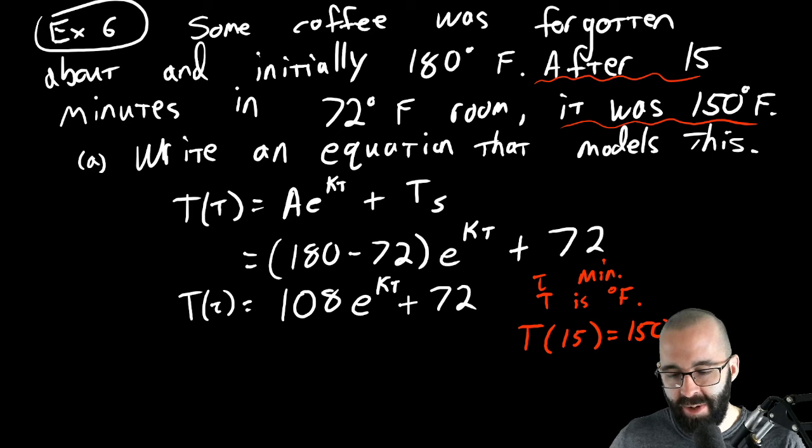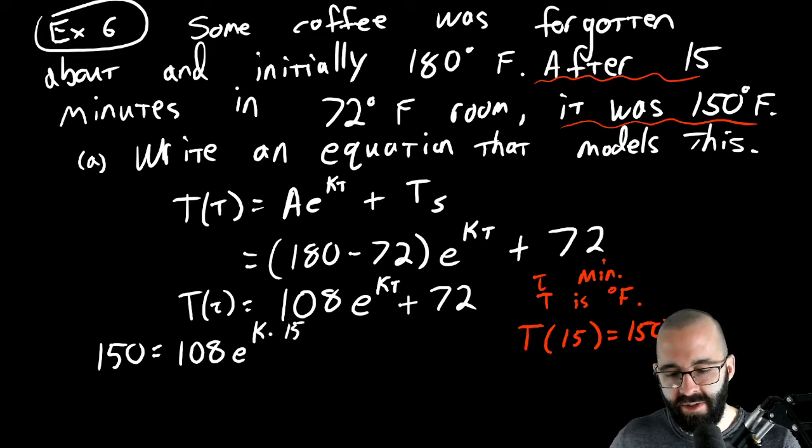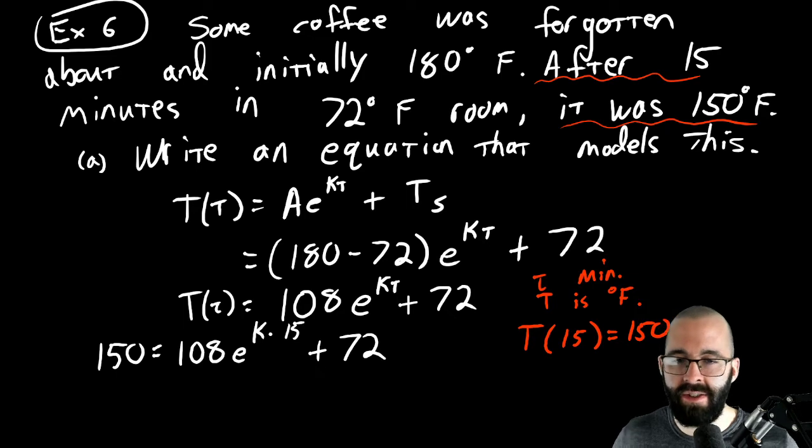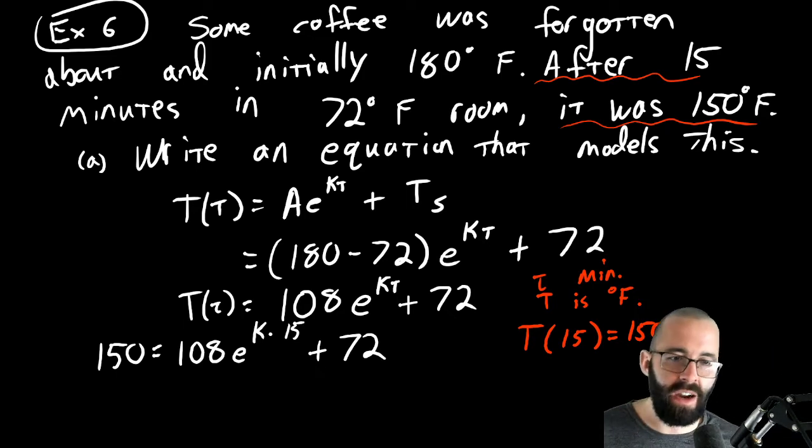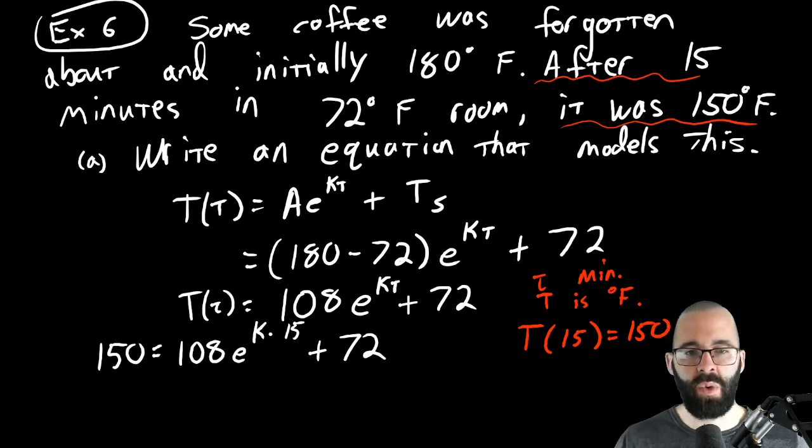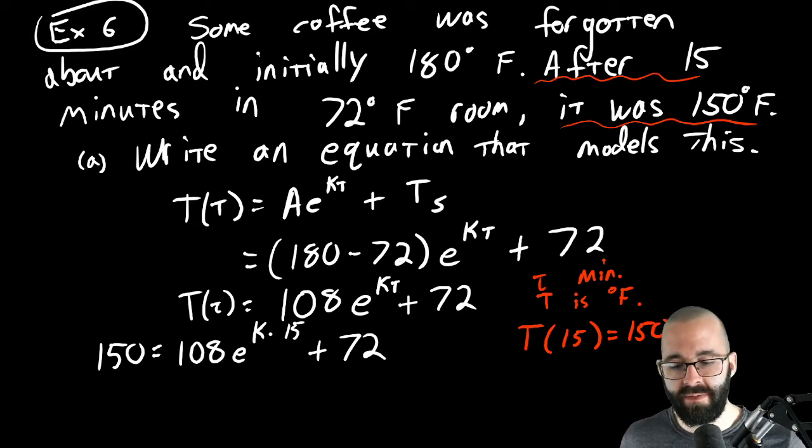So plug that in. We're going to get when is 150 equal to 108 e to the k times t. In this case, it's 15 plus 72. Go ahead and pause the video right here. Get some practice solving exponential equations and see what you get as your value of k.